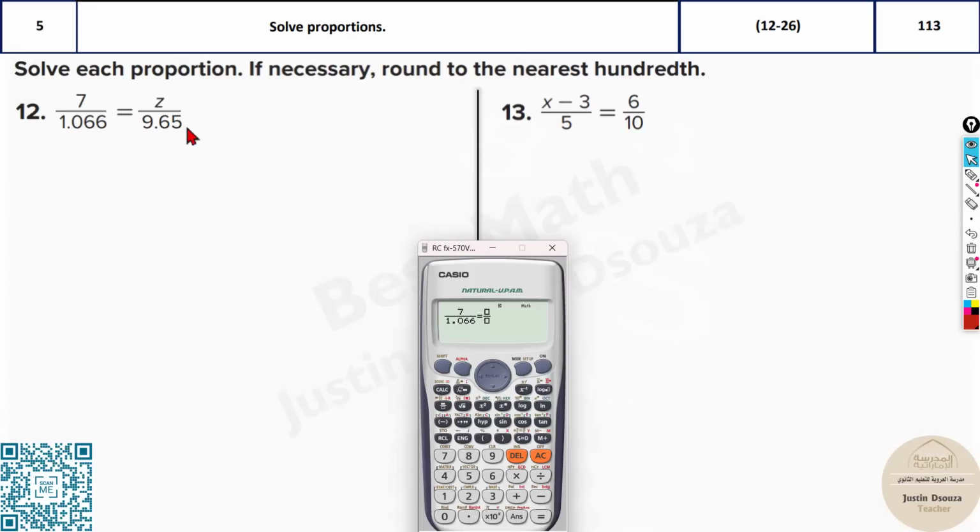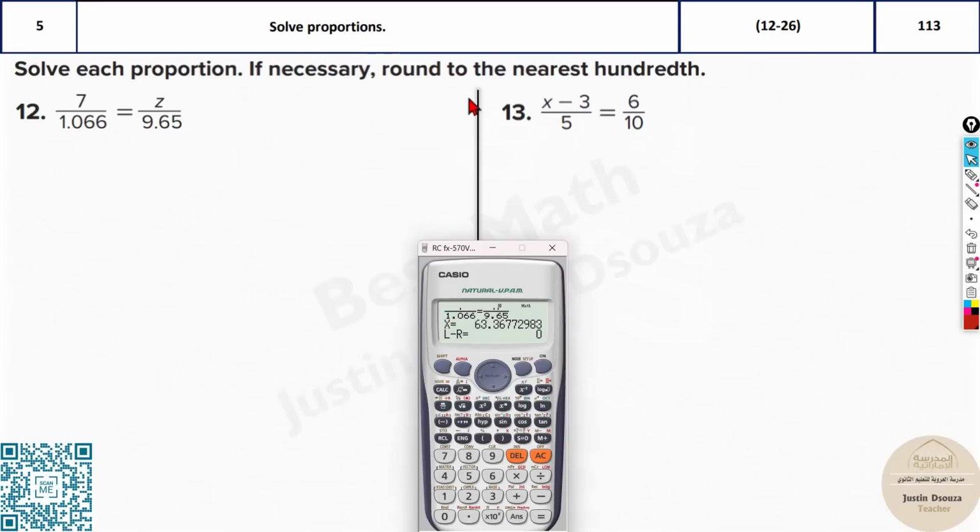And now whenever you have a variable like a, b, y, z, you need to input it as alpha and x only, because you cannot consider any other variable than x in your calculator. So then we have 9.65. Don't press equal to, it will be wrong. You should press shift, solve, and then equal to. Now this is your correct answer.